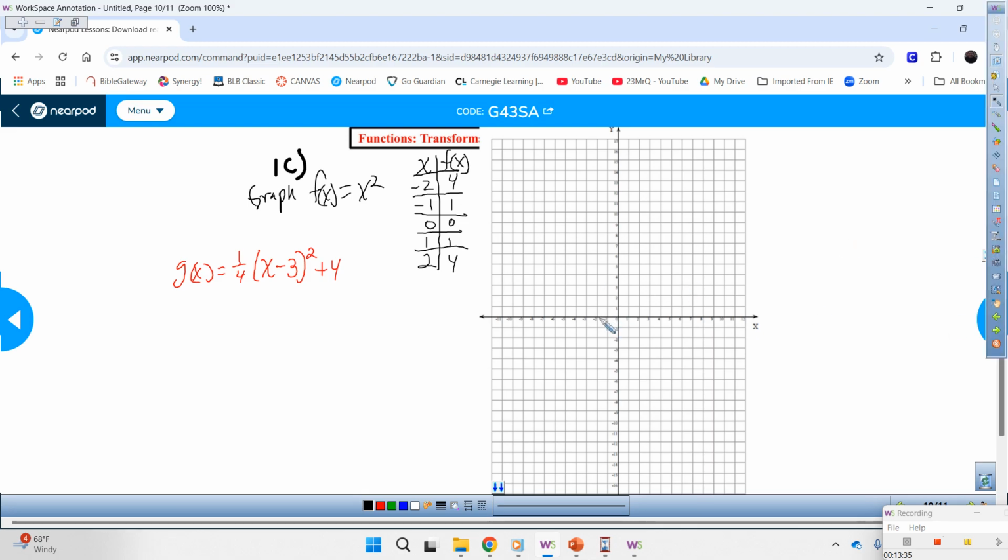So let's graph that. -2, 4, -1, 1, 0, 0, 1, 1, 2, 4. That is our f of x.